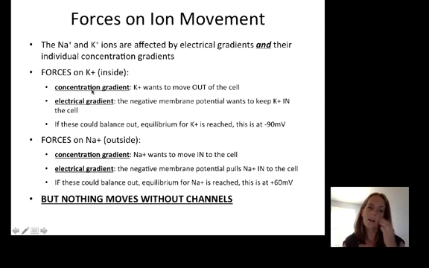For potassium, remember there is high potassium inside the cell at rest because of that sodium-potassium pump working. So then potassium wants to move out of the cell because it wants to go from high to low based on its concentration gradient. There is also an electrical gradient for potassium. Potassium has a +1 charge. It's positive. What is the membrane potential inside the cell?